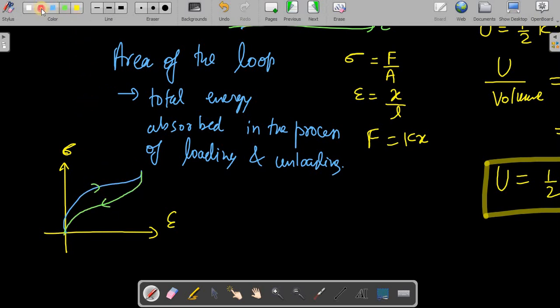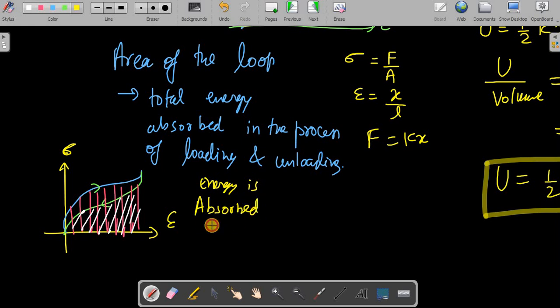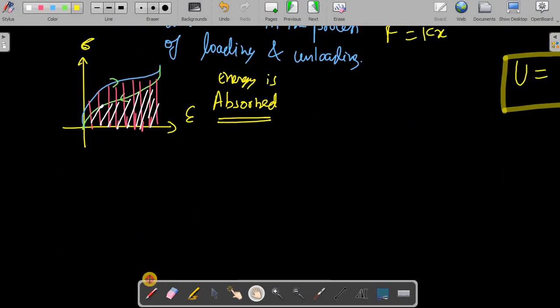So the upper area, if you see, this is the upper area, this is the energy absorbed during loading, and this lower area is energy released. So definitely the upper area is larger, so that means energy is absorbed in this process. This is one cycle we are taking, but it can be the other way round also.